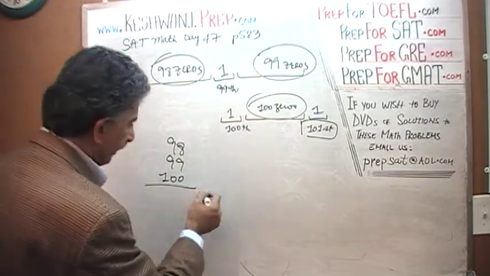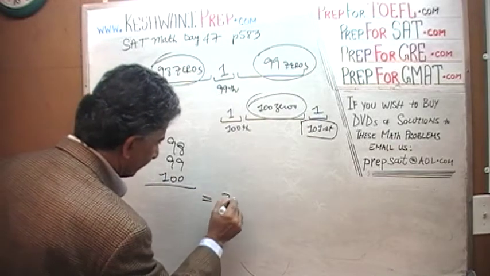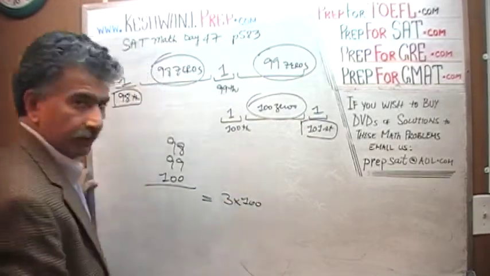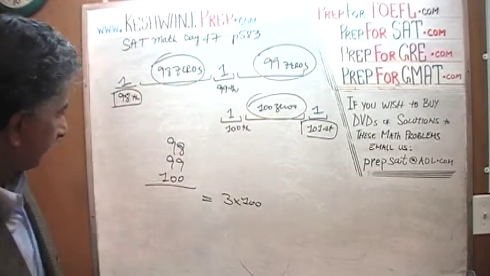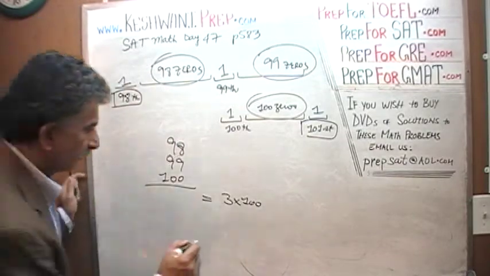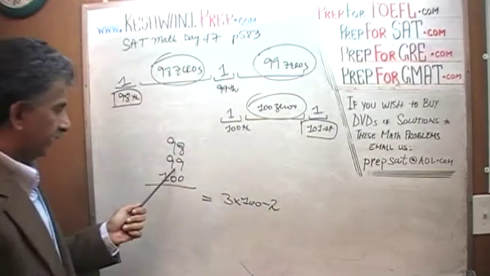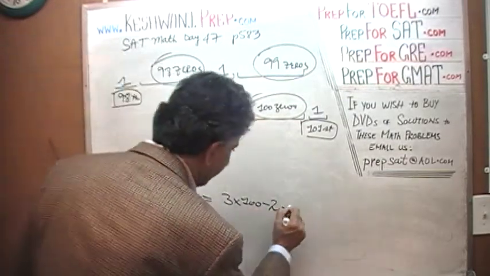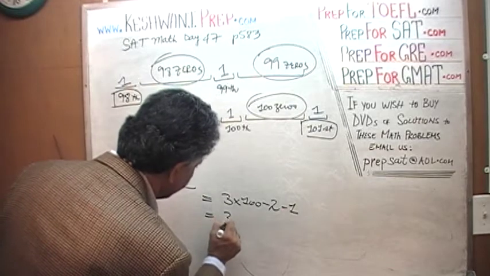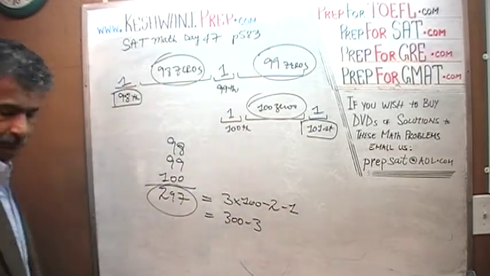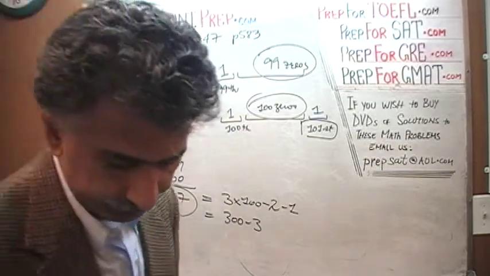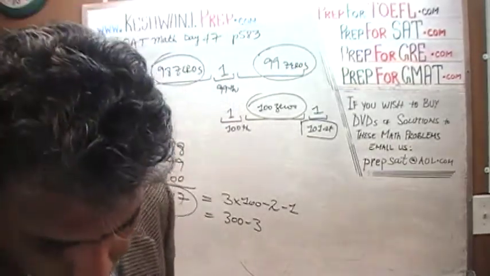This quantity is going to be the same as 3 times 100 minus 2, because this is not 100, it's a 98, so we have to subtract 2. And this is not 100, this is 99, so we have to subtract 1. So it's basically the same as 300 minus 3. This is going to end up at 297. The answer is 297. And that's answer choice D.